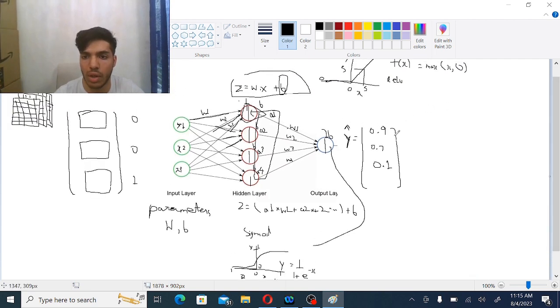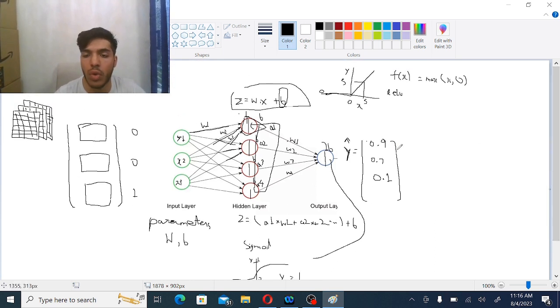So we have 3 of these, and why are there 3? Because we passed in 3 images. So what do these values mean? We have a value of 0.9. This just means that according to our neural network for now, it thinks that there's a 90% chance that this image is of a cat. 0.7 means it's 70% sure that this image is a cat. And 0.1 means that the neural network thinks that there's a 10% chance that this image contains a cat. So these are our predicted values.